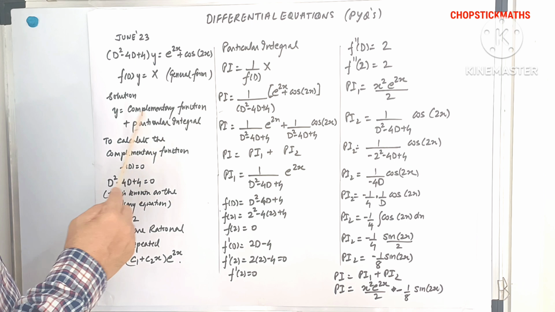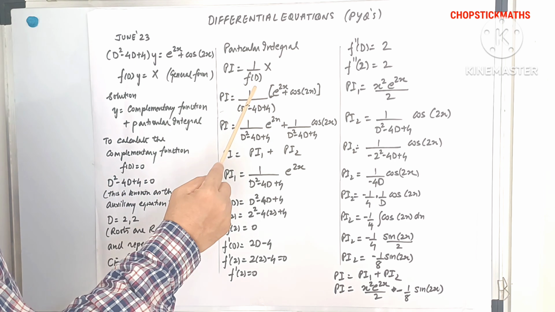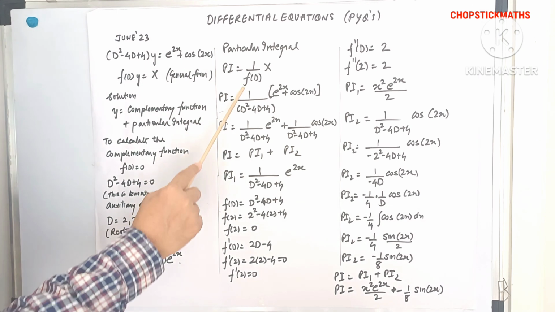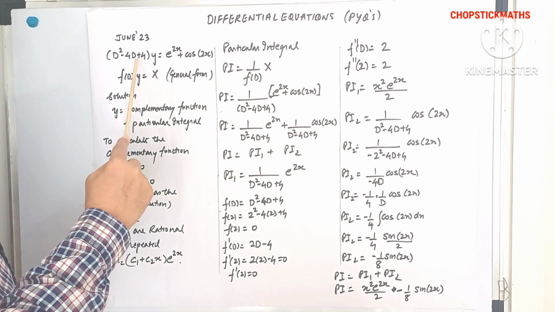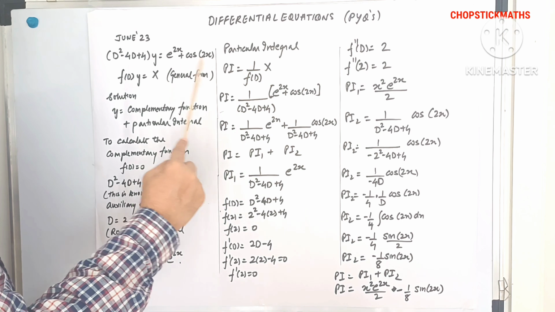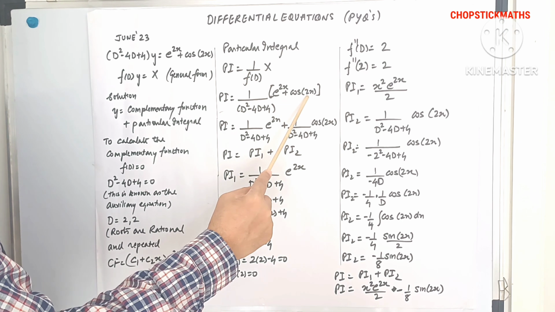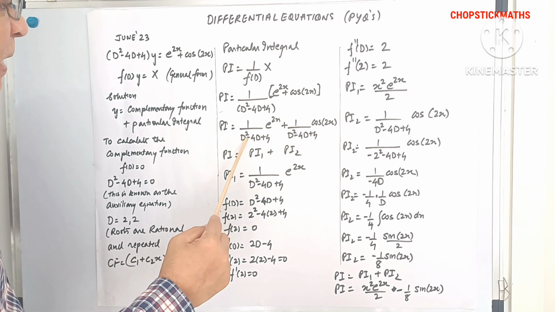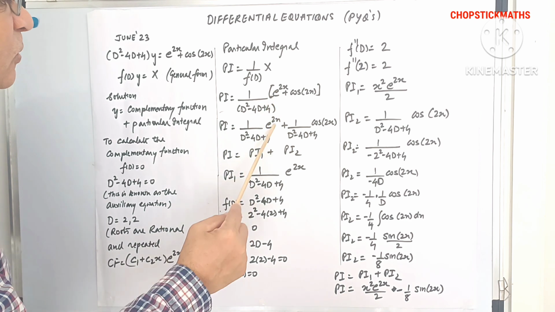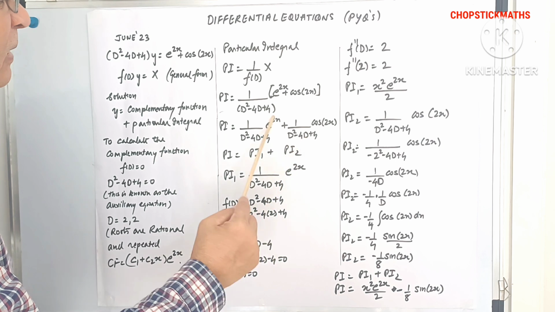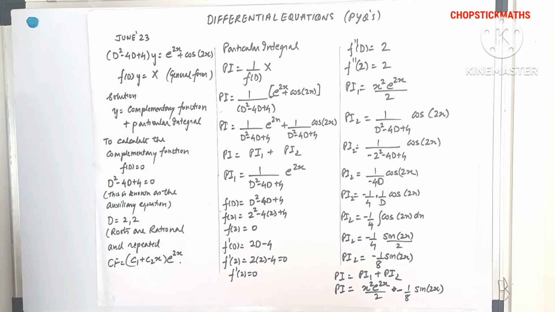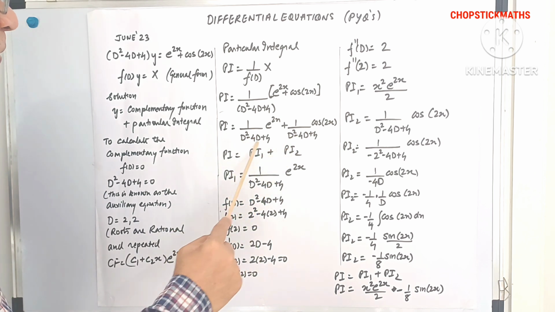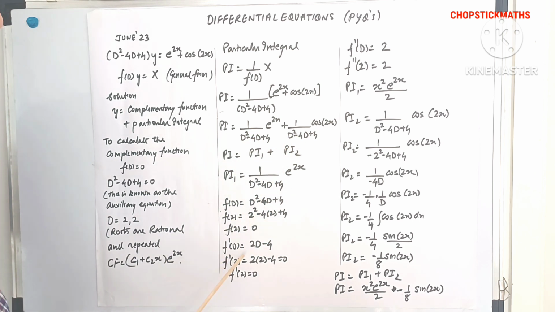Now let us proceed to calculate the particular integral. PI = 1/f(D) × X. Therefore, PI = 1/(D² − 4D + 4) × (e^(2x) + cos 2x). Now we can write this in this form: PI = 1/(D² − 4D + 4) e^(2x) + 1/(D² − 4D + 4) cos 2x. That is, we can write PI as PI1 + PI2. We can break it into two parts and solve them individually.